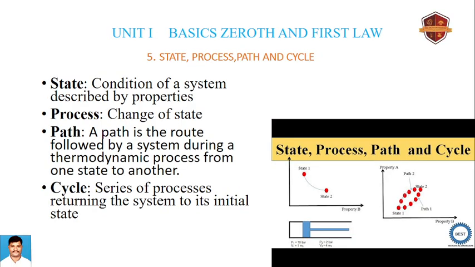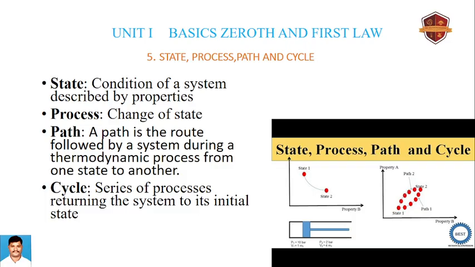Next one is state, process, path and cycle. What is state? When a system has fixed values of properties like pressure, volume, temperature, it is said to be in a particular state. If any one property changes, the state of the system changes. Example, a gas at 1 bar and 300 Kelvin is in a definite thermodynamic state.